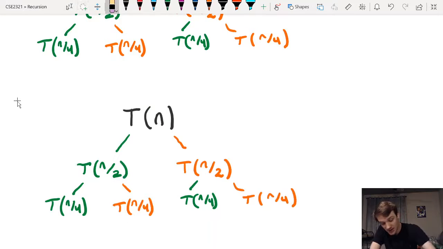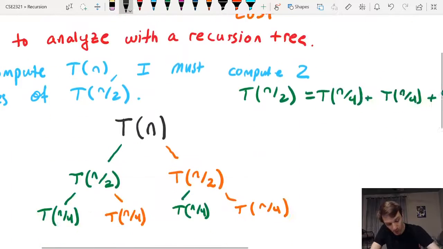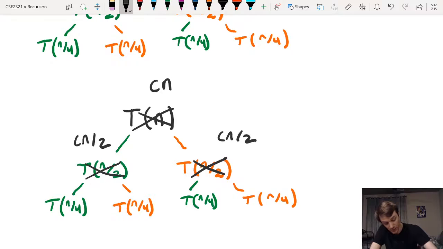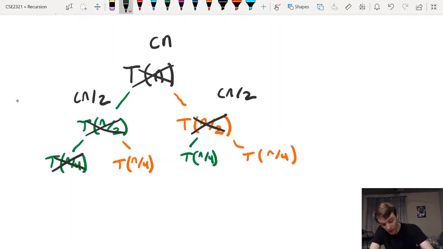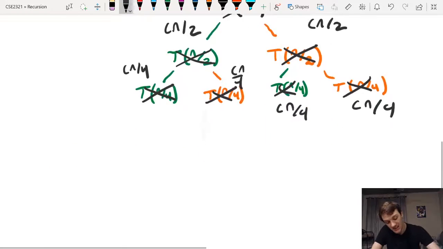So the cost for t of n, which I underlined before in orange, is cn. The cost for t of n over 2 is cn over 2. The cost for t of n over 2 is cn over 2. The cost for each of the t of n over 4 nodes is cn over 4. So let's draw that in a less messy way.